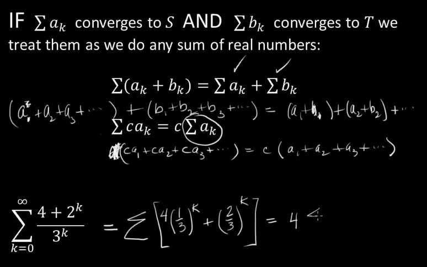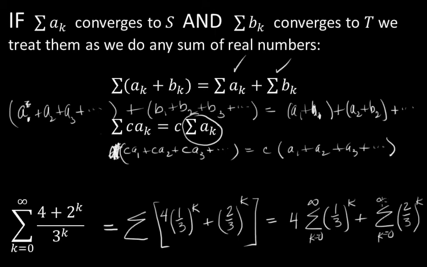I know this will be 4 times the sum of 1/3 to the k. I don't have to take the 4 out, but I can. Plus the sum of 2/3 to the k, and k is starting at 0 in both. And that's okay to do because r in both cases has absolute value less than 1 and it's going to converge.